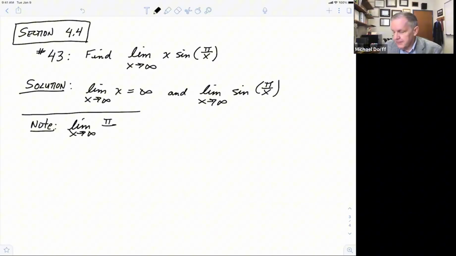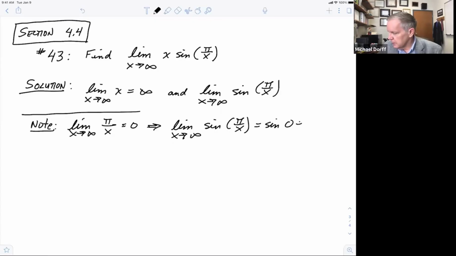So what is the limit of pi over x as x goes to infinity? Well, in that case, pi is a finite non-zero number, so I have a finite non-zero number over something that's really, really large. In that case, it's going to go to zero. So that means the limit as x goes to infinity of sine of pi over x is going to be the sine of something that's going to zero. That equals the sine of zero, which is zero.